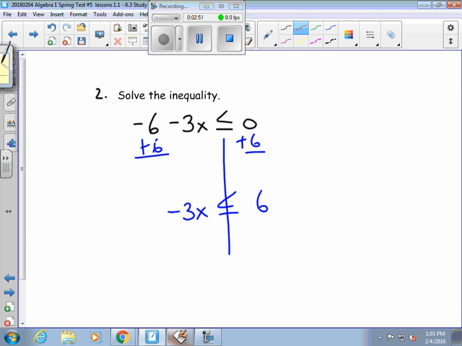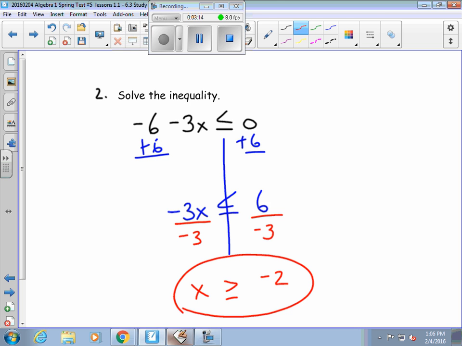Undo the fact that it says multiply by negative 3. Do it here, divide by negative 3, and here, divide by negative 3. 6 divided by negative 3 is negative 2 since they're opposite signs. Negative 3 divided by negative 3 will cancel out and leave you with x. When you divide by negative numbers on both sides, again, just like on number 1, you reverse the inequality sign to say greater than or equal to. x is greater than or equal to negative 2.